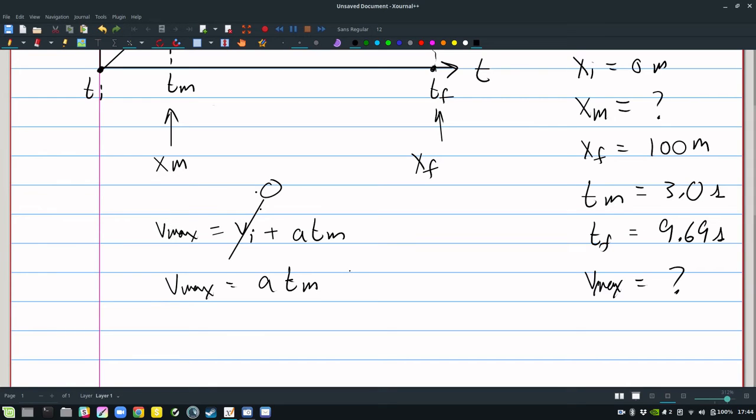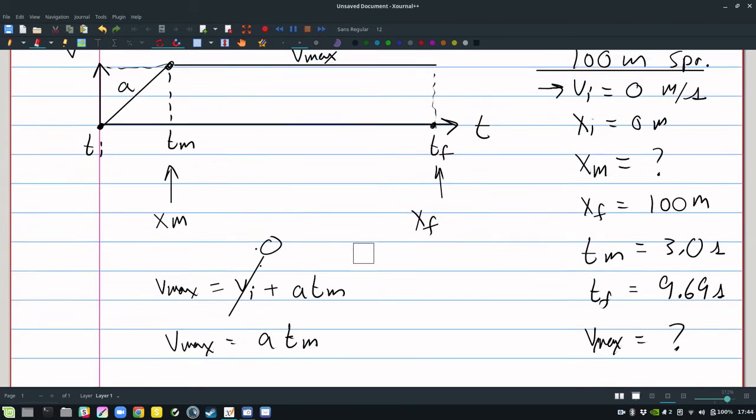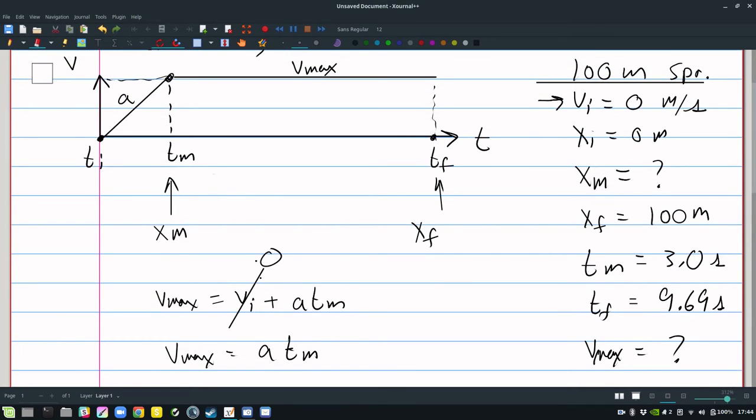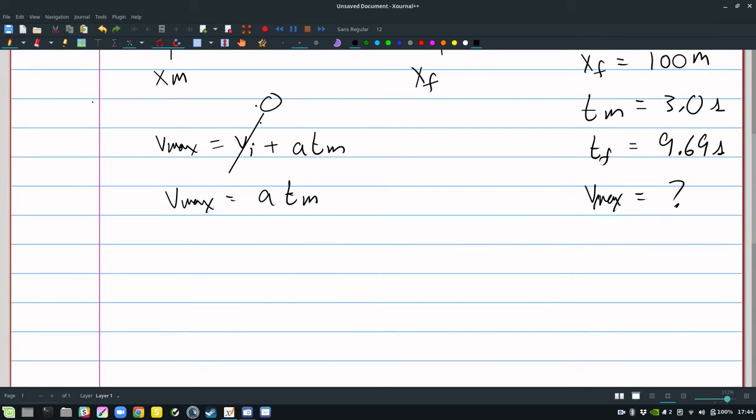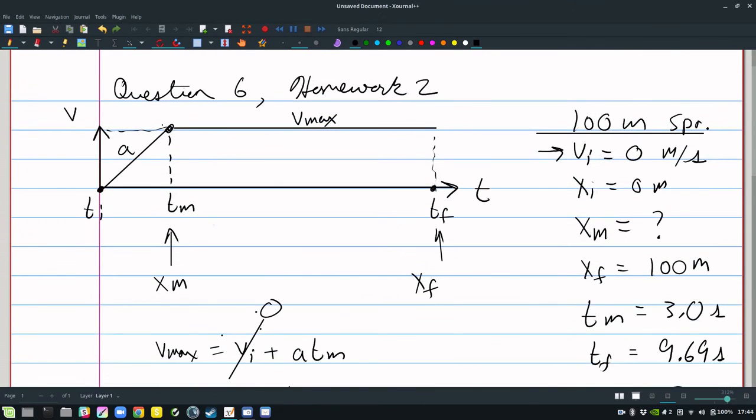But the problem there is we don't know the acceleration either. So we're trying to get the acceleration and v max, but if we knew one, we could get the other. So we need some other relationship that can maybe elucidate what's going on at this point. How about the quadratic formula? Let's say the displacement is equal to 1/2 a t middle squared. I'm talking about this displacement, right?